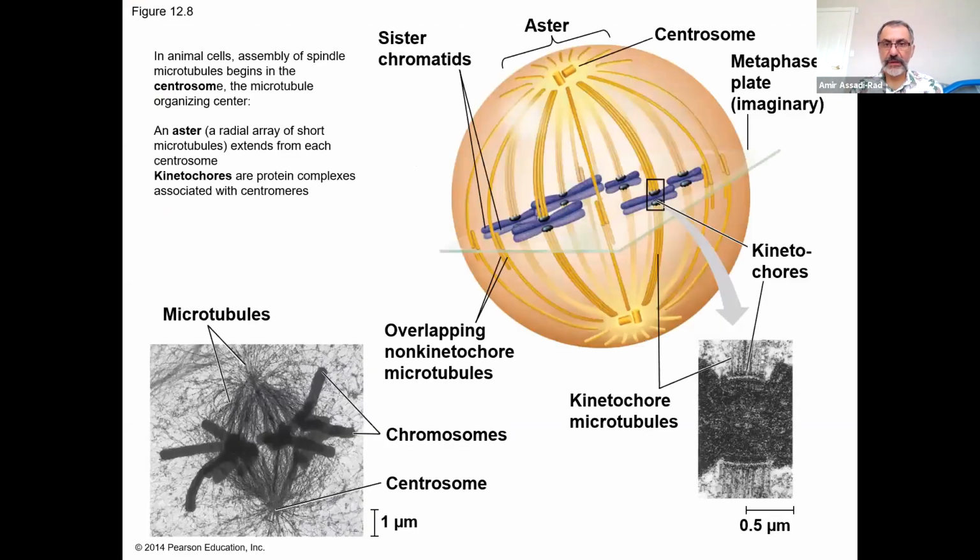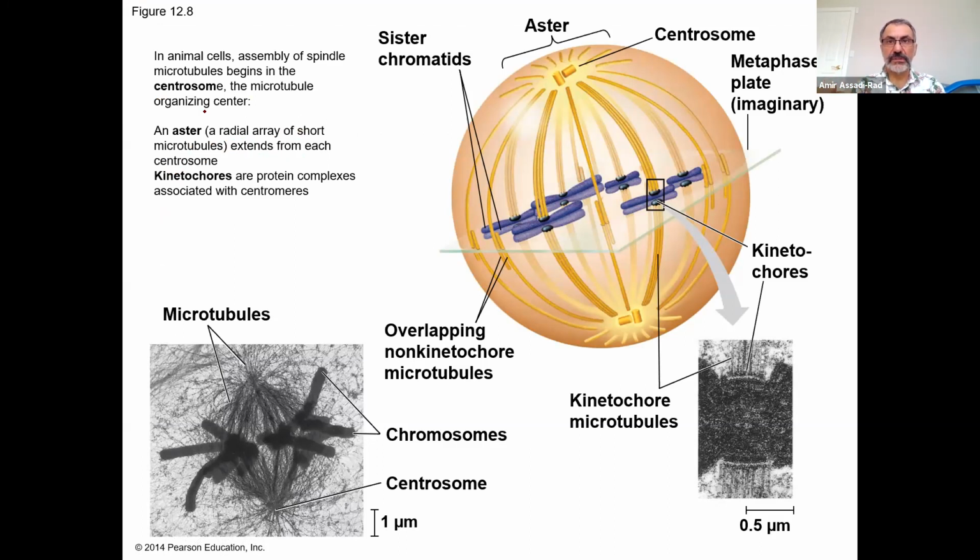And kinetochore right here, that's what I was hoping to see. So the aster right here, did I give you a definition of an aster? Aster, a radial array of short microtubules extending from each centrosome. And the function of it, I guess, is support. That's the only thing I can think of. But anyhow, these are sister chromatids, and in animal cells assembly of the microtubules begins at the centrosomes.